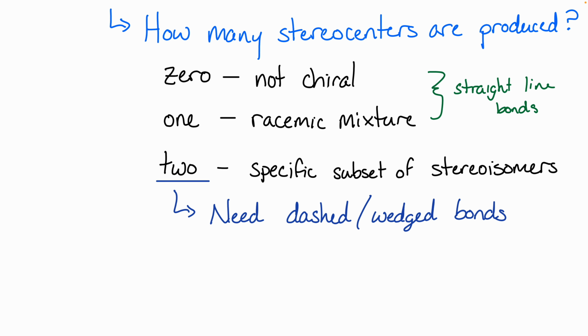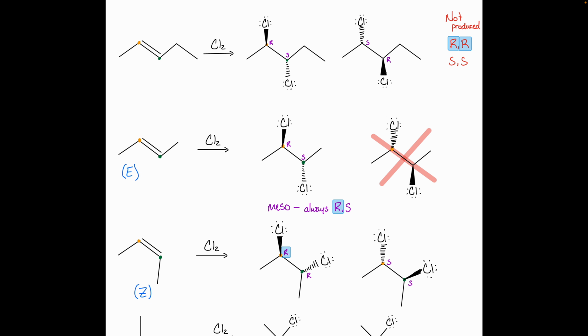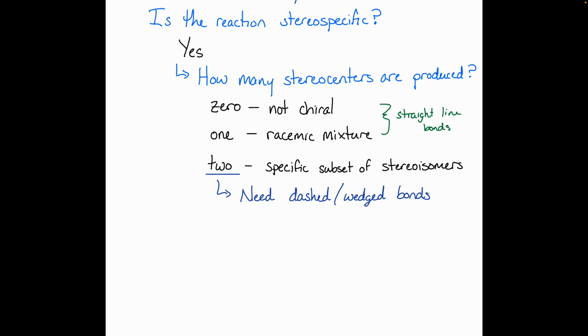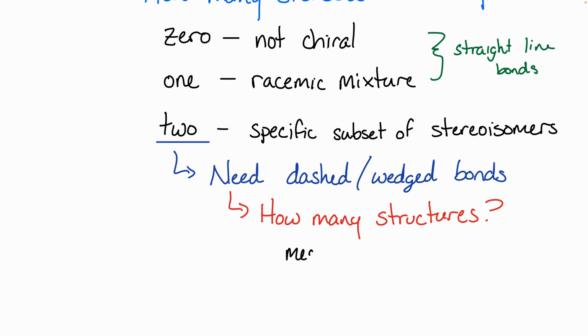All right, and even when we need our dashed and wedged bonds, we had these 2 different examples here. Sometimes we were supposed to draw 1 structure, sometimes we were supposed to draw 2 structures. So lastly, on our little reference cheat sheet here, let's ask, all right, we know that we need dashed and wedged bonds. How many structures? Well, if that was a meso compound, then we would just have 1. If it's not a meso compound, we're going to need 2 of them.